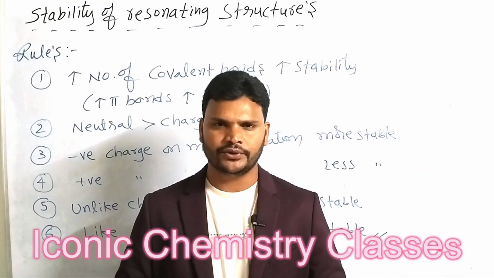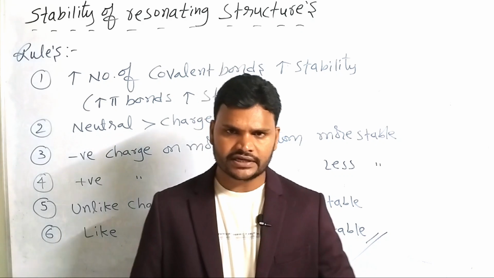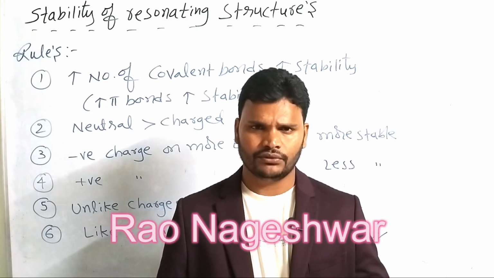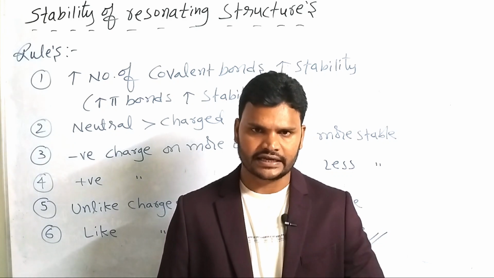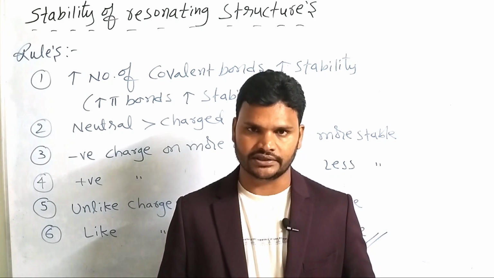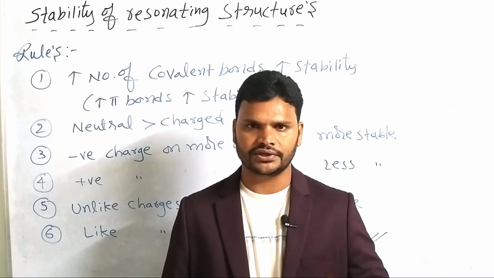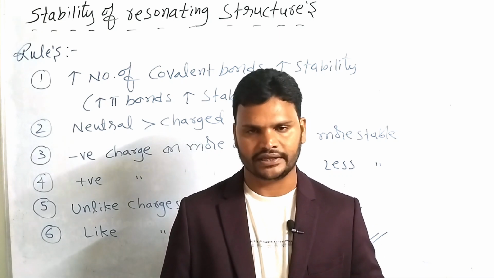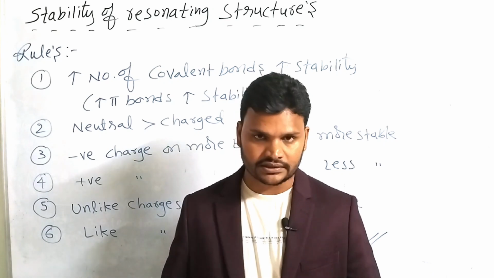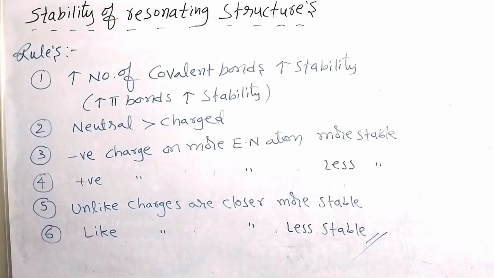In this video, I am going to explain one important concept, that is stability of resonating structures. Generally in NEET and IIT examination, you will get a question like this. They will give four resonating structures, among all which is more stable, otherwise among all which is less stable. Sometimes they may ask, arrange the stability order of 1, 2, 3, 4. So if you want to solve that type of questions in a very smooth manner, these rules are very important. So super 6, there are 6 rules.